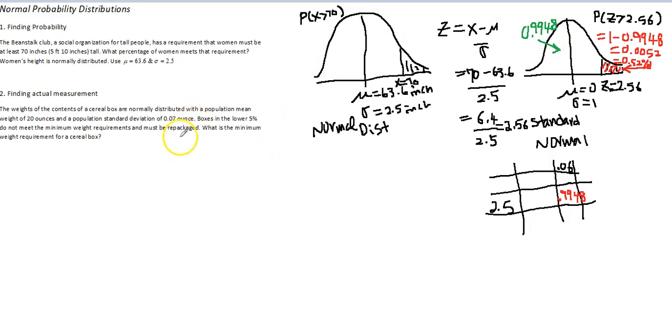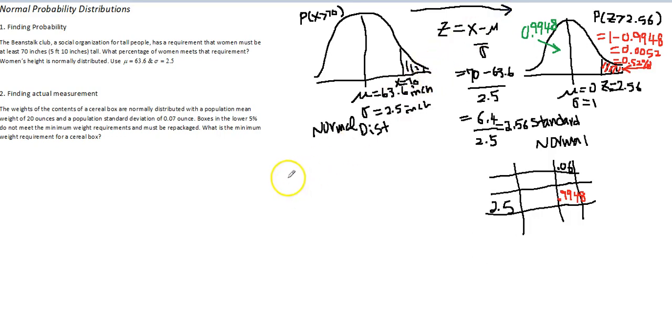Now let's look at finding the measurement. In other words, now we want to find a cutoff, for example, the cutoff height to join the Beanstalk Club here. Okay, so if you look at this, when you find the probability, you go from the normal distribution to the standard normal, right?